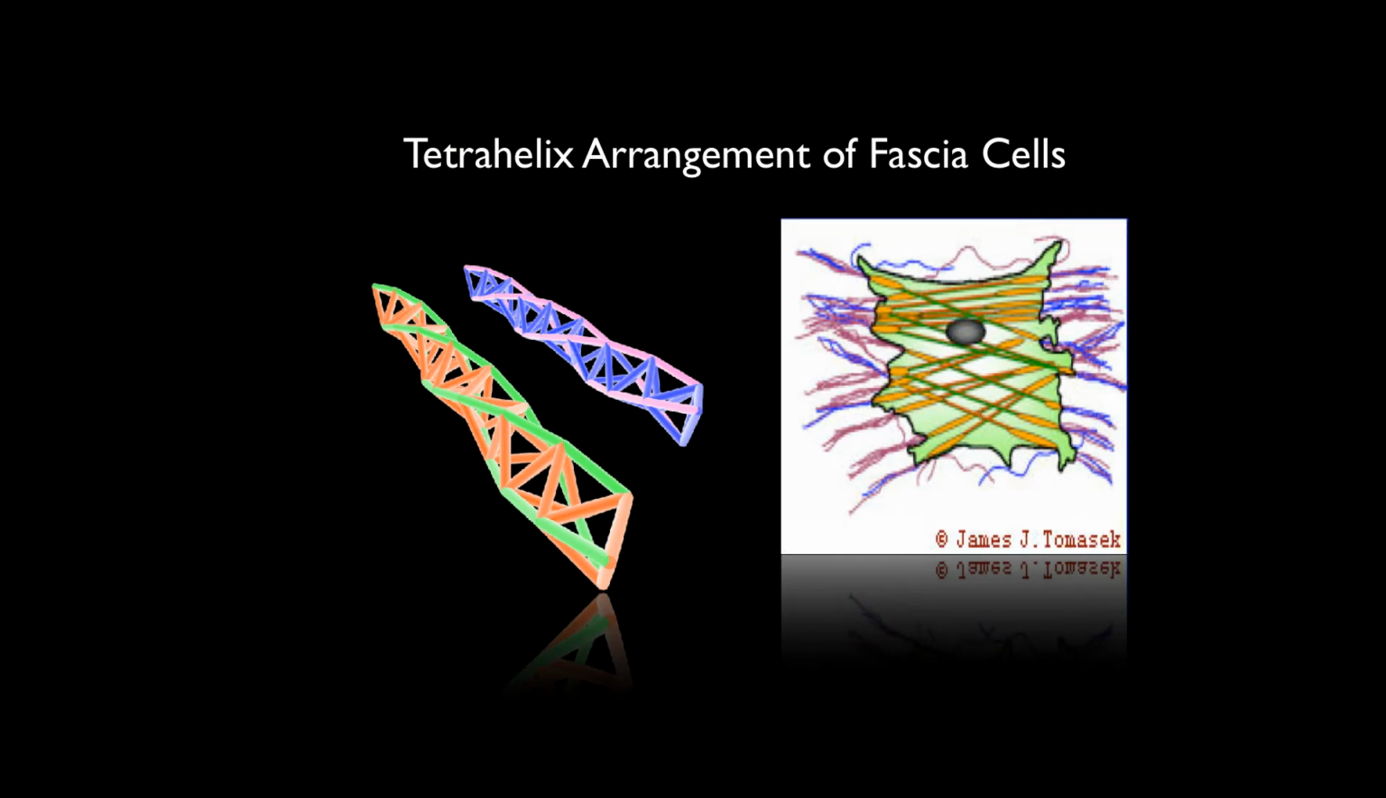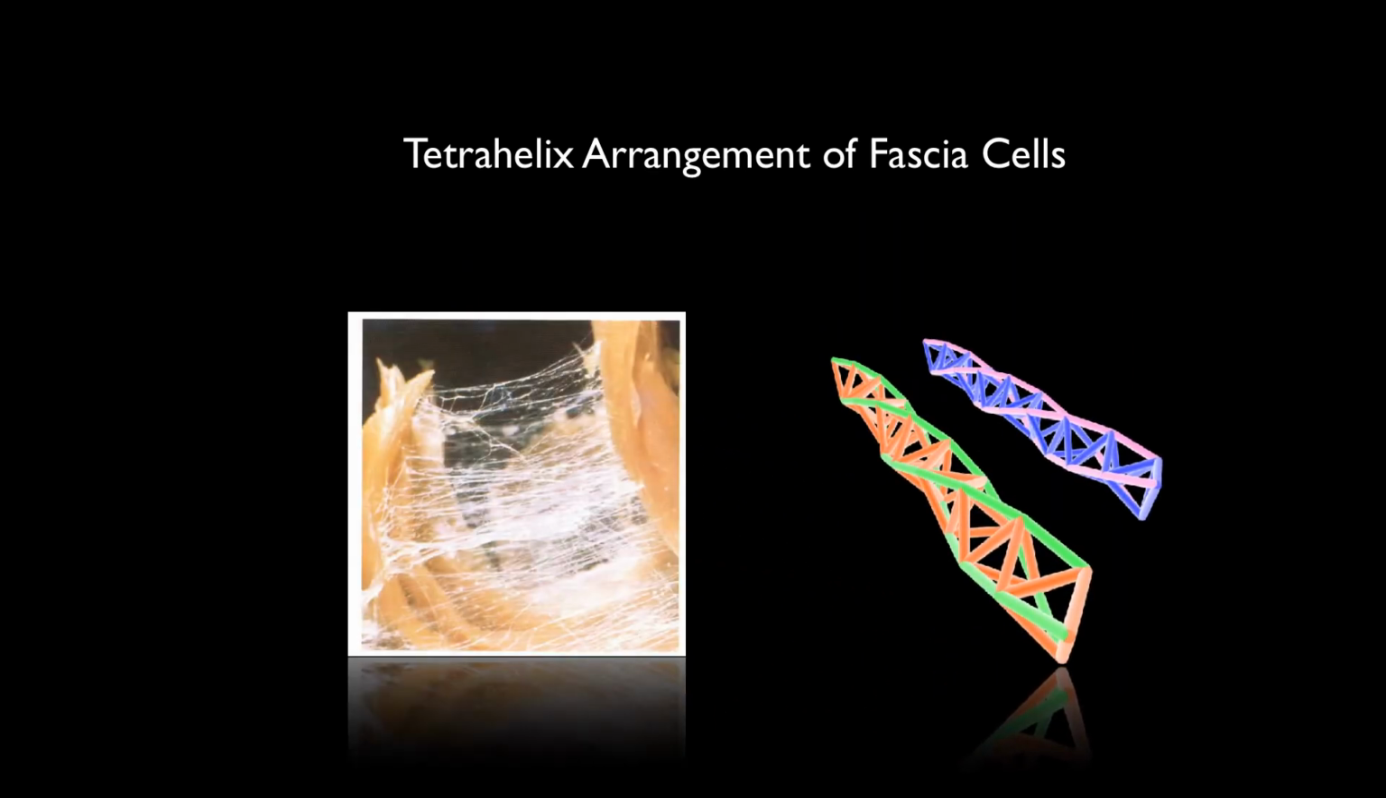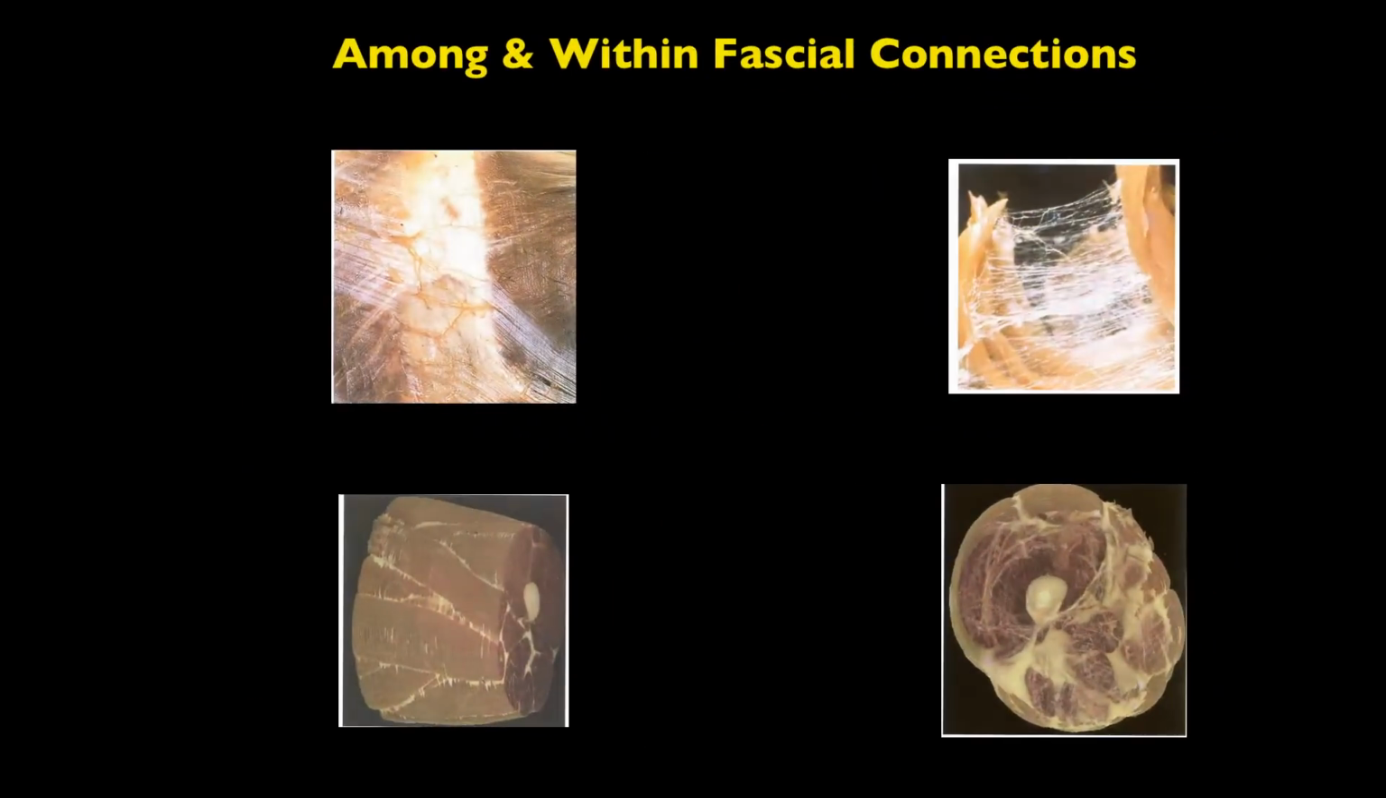In the next 3 slides, take a look to see the spatial integrity of the triangulated fascial arrangement within and among the soft tissue. This is all designed for force absorption and transfer for an efficient, synergistic efficiency of movement.